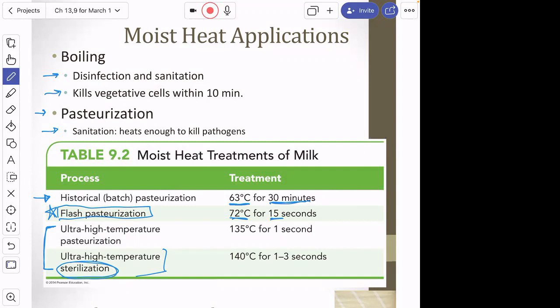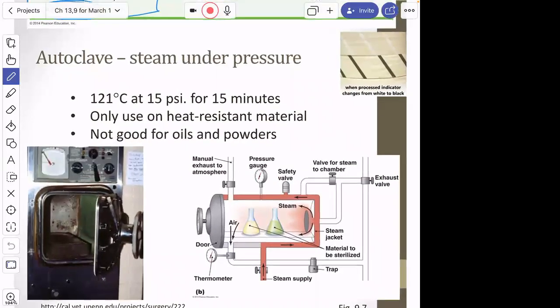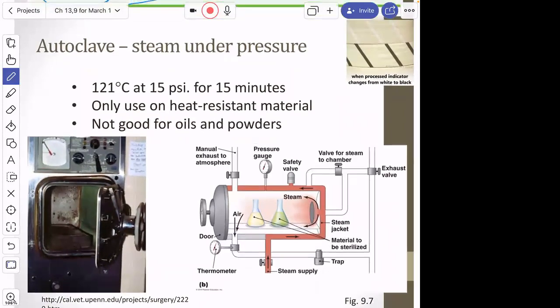So, all right. Something that interests me, pasteurization. All right, a third way that we use heat to control microbial growth is using an autoclave. And again, if you're in lab, you've probably heard your lab professor talking about the autoclave this or autoclave that.